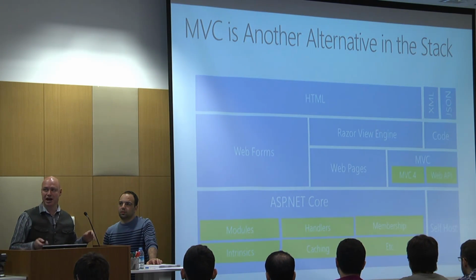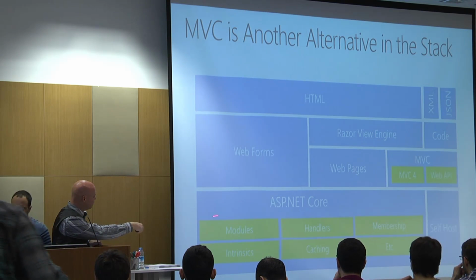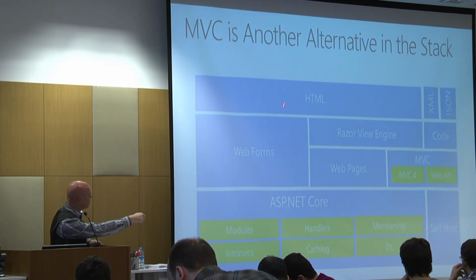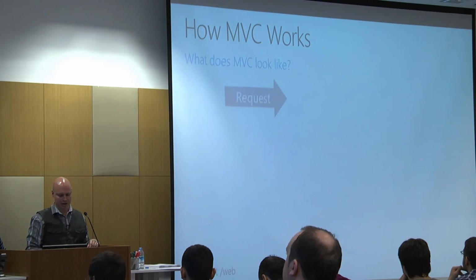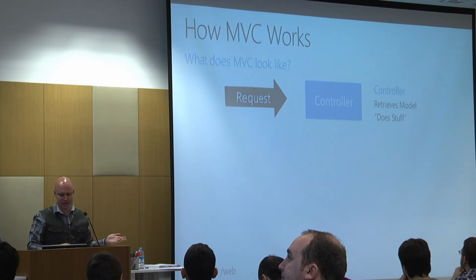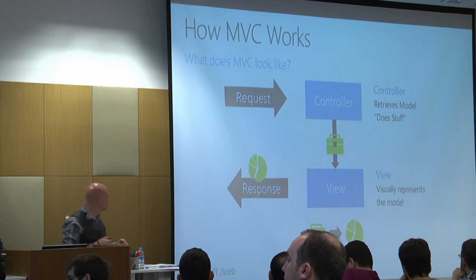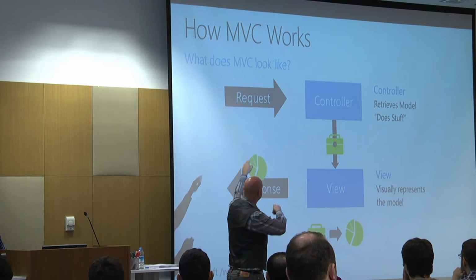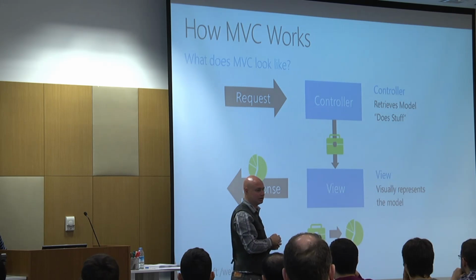I've said this a few times, but MVC is another part of ASP.NET. You've got ASP core, and you've got web forms, and you've got MVC, and all of them make HTML. So the same basic engine. If you're new to MVC, this is my little slide to show what it's like. So a request comes in. We have routing, which turns a URL into a call to a method, right?